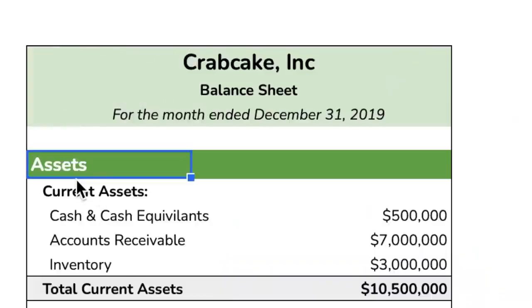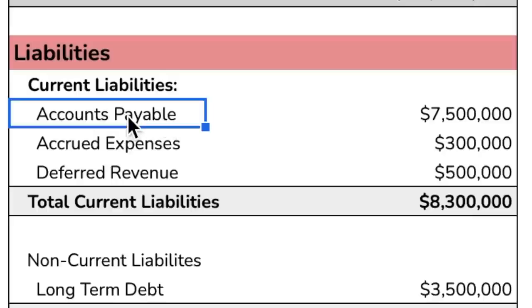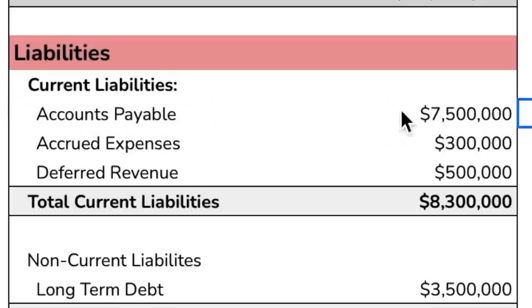All right, so starting with current assets, the first item here is going to be cash and cash equivalents. So a CFO will look at this number and say, okay, I have $500,000 in cash. I need to look at my current liabilities. So we'll look at accounts payable here, and I'll see that my balance is $7.5 million, which basically is telling me that I need to pay off the vendors $7.5 million over the next, say, 60 to 90 days.